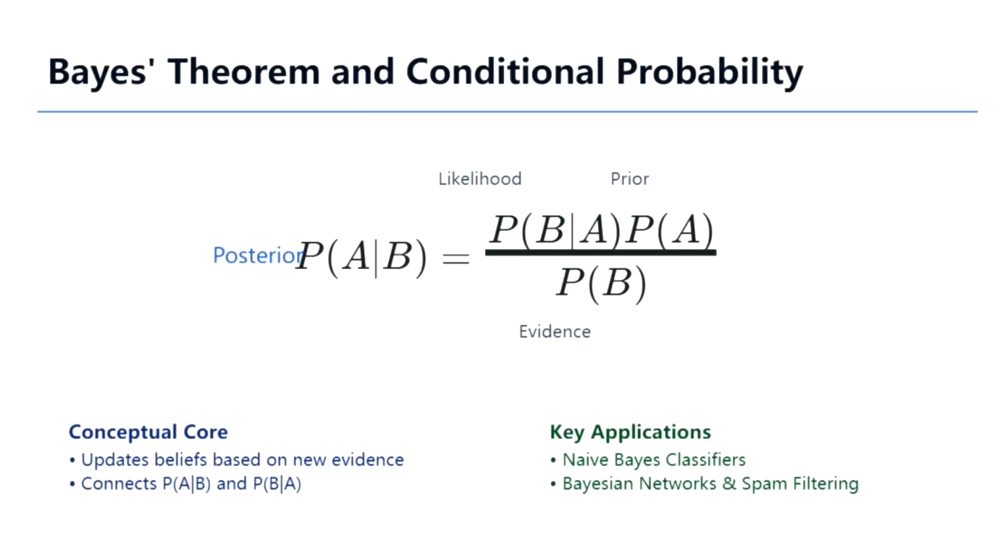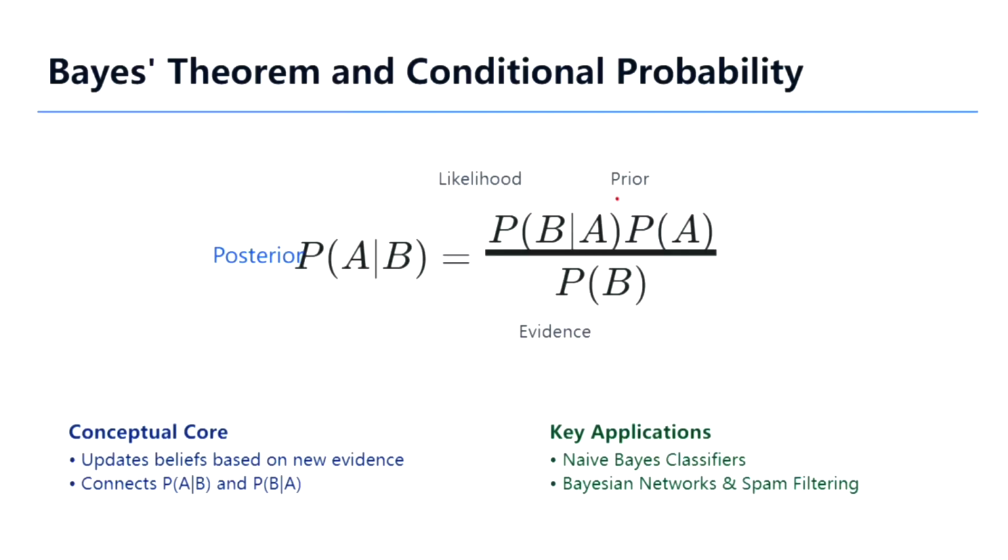It defines the conditional probability of A given B. In the context of AI, we often think of A as our hypothesis and B as the observed data. This equation tells us exactly how to adjust our confidence in a hypothesis after seeing that data. To understand this, we break it into parts.